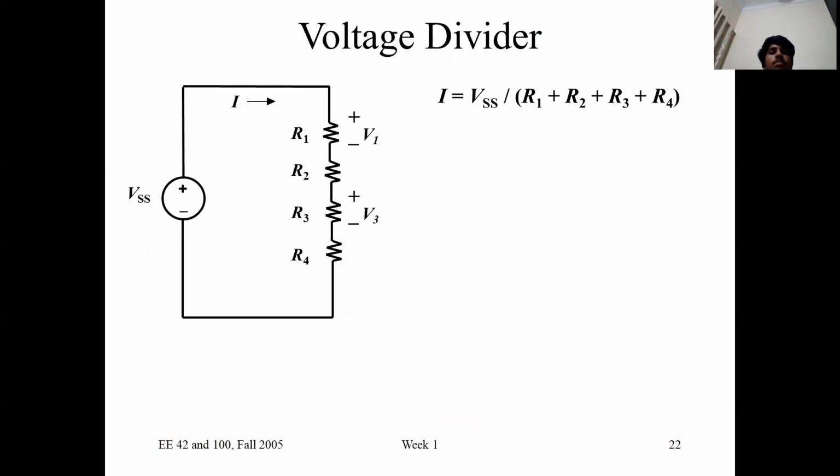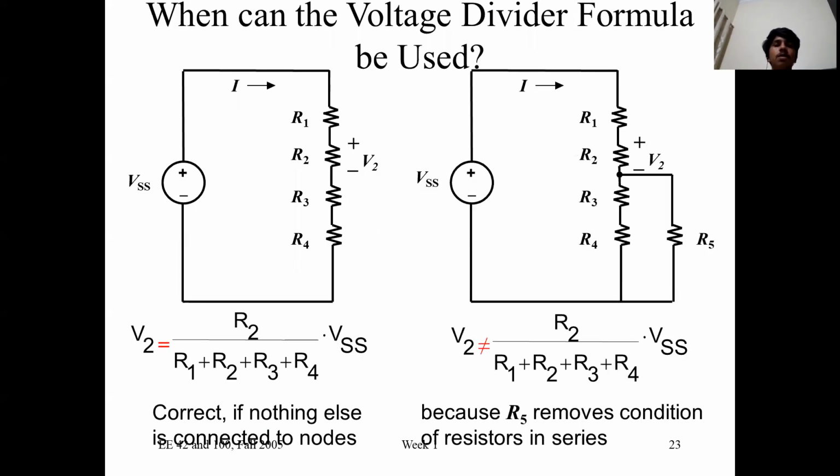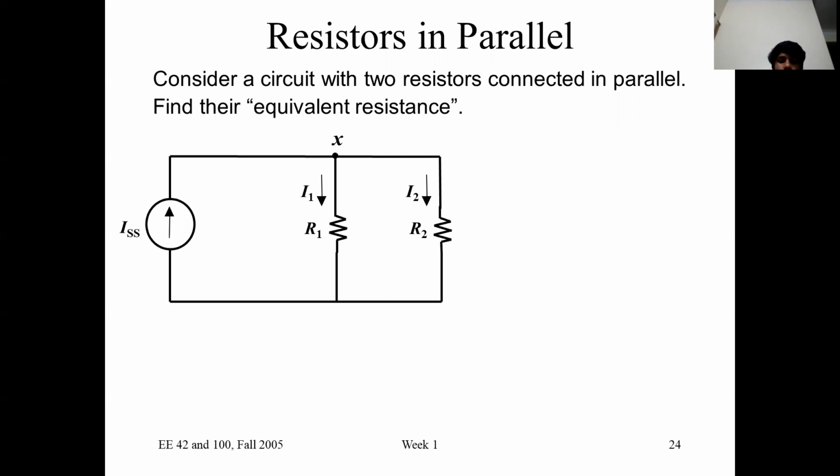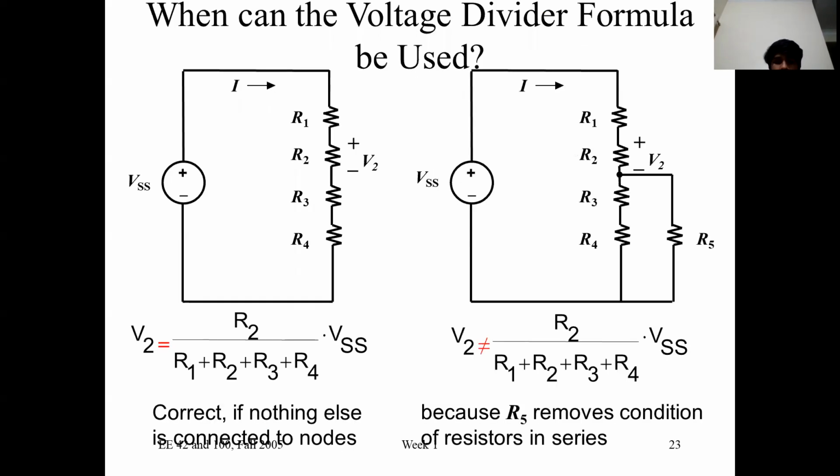Voltage divider: I equals VSS over R1 plus R2 plus R3 plus R4. When can the voltage divider formula be used? If nothing else is connected to the nodes, it can be used, because R5 removes the condition of resistors in series.